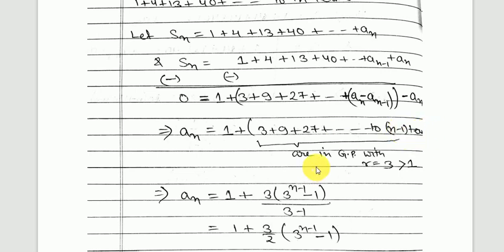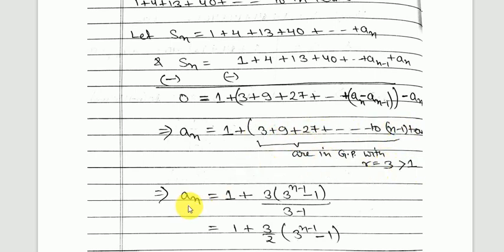Here if you observe this series in this bracket, the terms are in GP, because 9 divided by 3 is 3, 27 divided by 9 is 3. So in order to find the sum of these, it is easy for us. Using the formula of GP, we can find the sum of these n minus 1 terms in this bracket. So here r is 3, that is greater than 1.